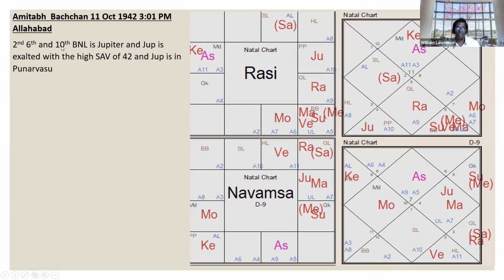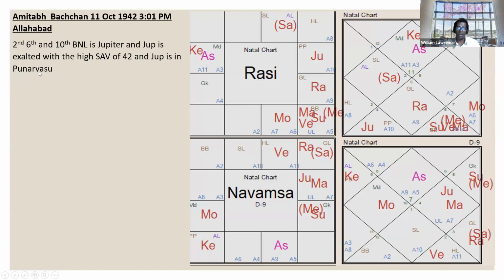It's one reason why he's very successful, apart from many other things. Just the 2nd, 6th, and 10th Bhava Nakshatra lord is Jupiter, and he's exalted with 42 SAV, and he's in Punarvasu Nakshatra. So you want to call Jupiter in his own Nakshatra? Punarvasu means, so if you say own nakshatra, I didn't want you to use it. First understand Punarvasu, then say own nakshatra.